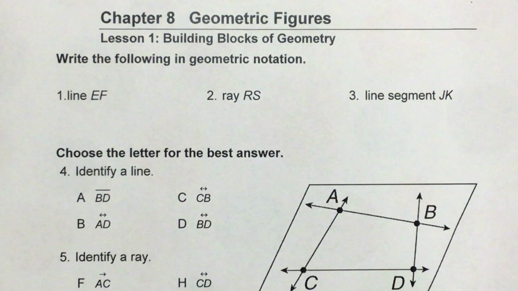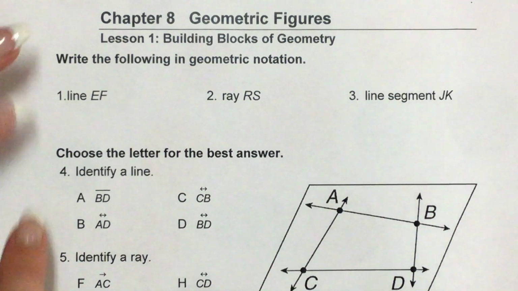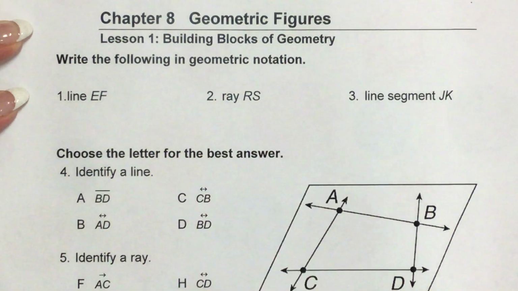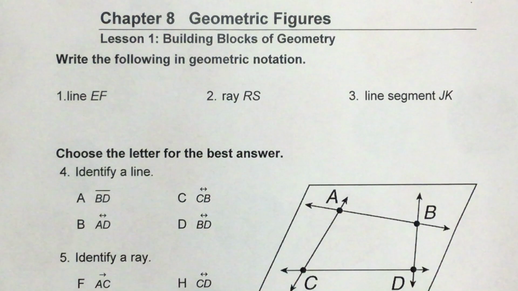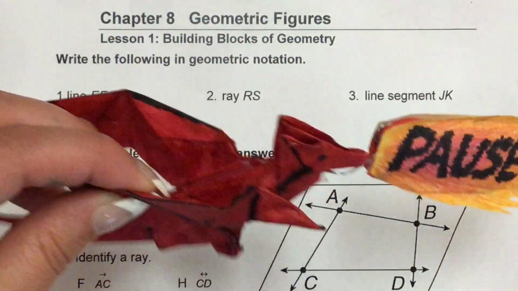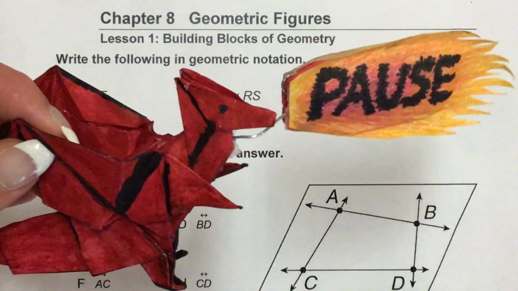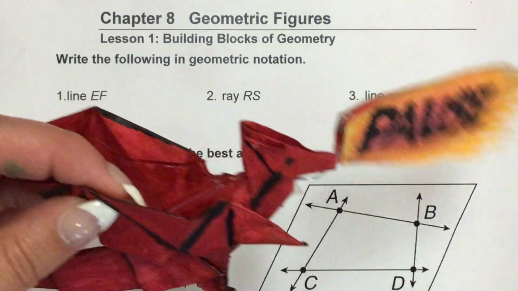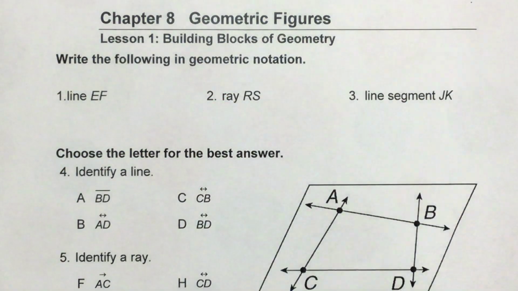So we just went over different geometric notations and vocabulary. And so I want to give you a chance to try problems 1, 2, 3 on your own. So go ahead and pause right now. Work on 1, 2, 3. When you get done, press play and I'll go over the answers. All right, see you in a bit.